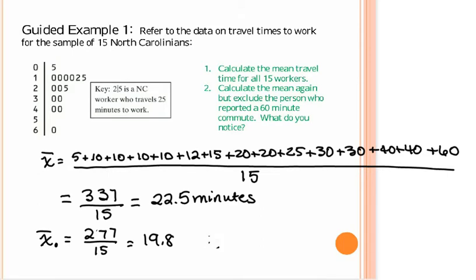Now I want you to notice the important thing: that one 60-minute score really affected the commute time that we see here. With the 60 minutes, you're looking at 22.5, but that's really not a great average. It's really closer to 19.8. So we talk often about the mean not being a resistant measure. Resistant meaning that it is not affected by outliers, and means are easily affected by outliers. So we often don't use them.